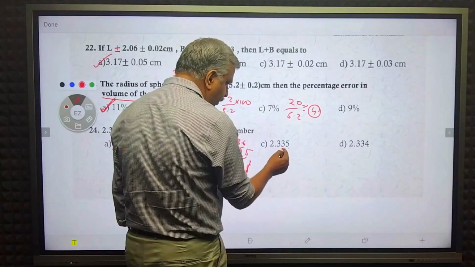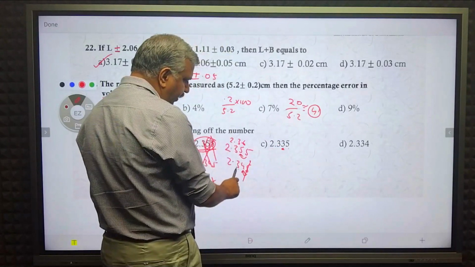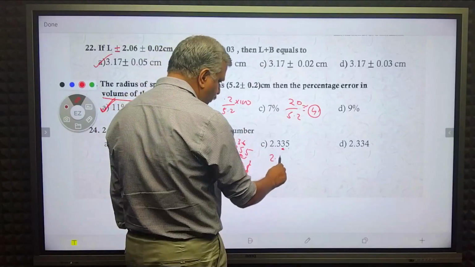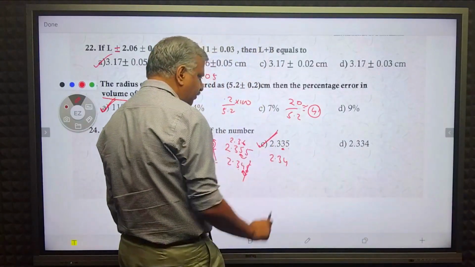2.335, again this is going to be an odd number. If this is an odd number, you are just going to, like I said, if it's an even number, you drop it. If it's an odd number, you go to the next one. So this will be 2.34. This will obviously not be the answer. So option C is going to be the right one.